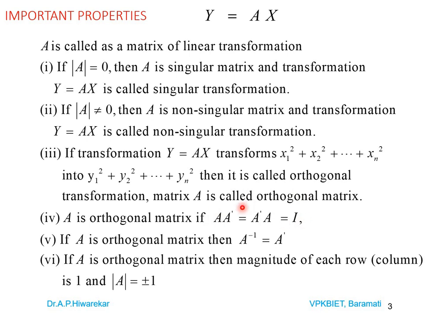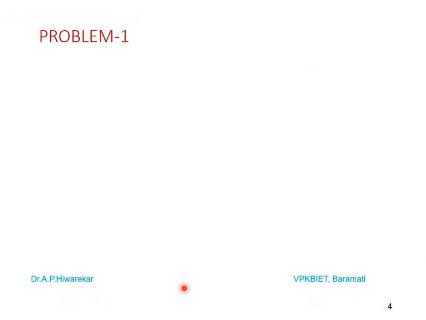This property is very important while dealing with the problems. If A is an orthogonal matrix, then its inverse, A inverse, is A transpose. So the inverse of the matrix is its transpose. If A is an orthogonal matrix, then the magnitude of each row and column is 1 and the determinant of A is either 1 or minus 1. So determinant of A is plus minus 1. With these basic results, we now solve problems based on this.